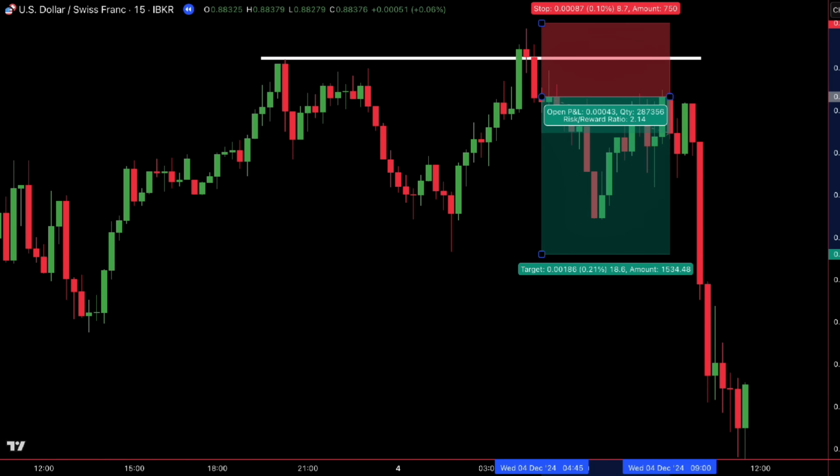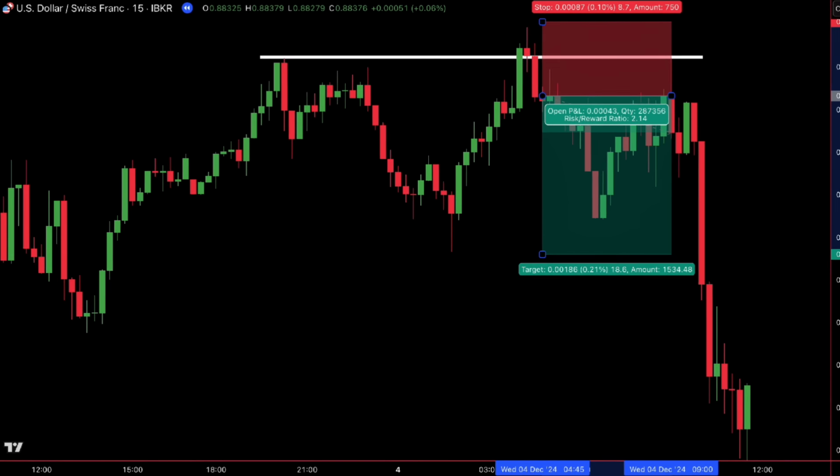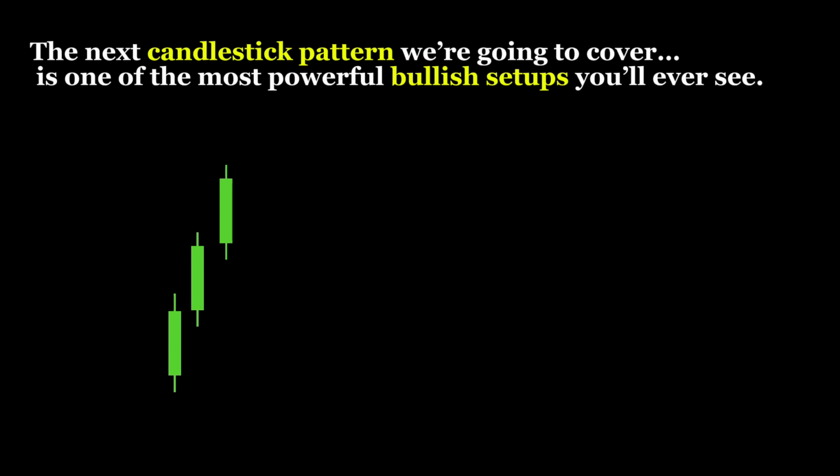Price dropped straight into the target zone, pulled back briefly, then continued dropping hard, giving you a clean, high probability move. The next candlestick pattern we're going to cover is one of the most powerful bullish setups you'll ever see. It's called the green wall pattern.